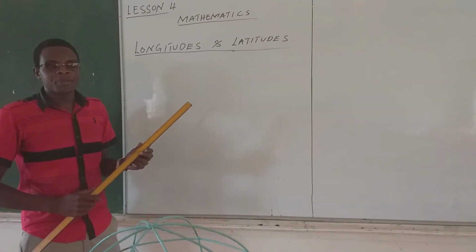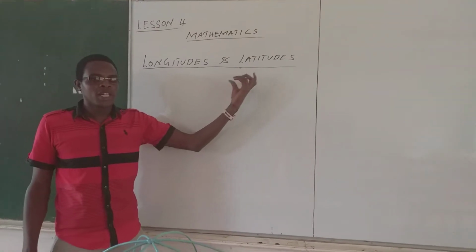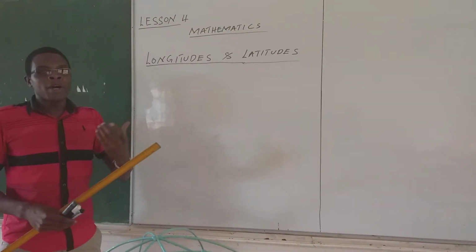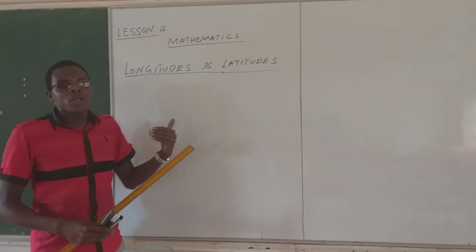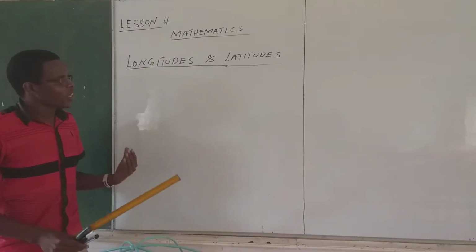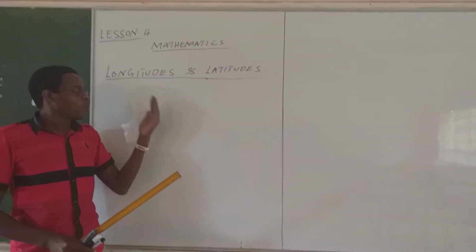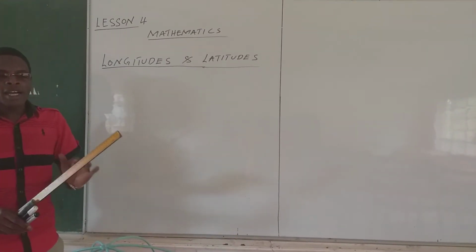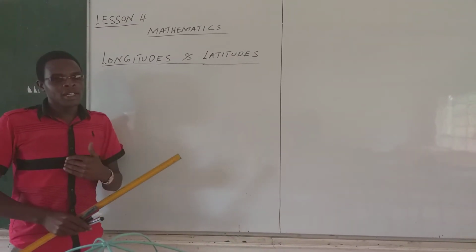Good evening, class. Today we are going to continue with longitudes and latitudes, what we covered in our previous lesson. If you can remember, we were talking about how you can differentiate between longitudes and latitudes, given the globe of the earth. I gave the definitions of longitude and latitude, and how, given the globe of the earth, you can indicate these are the latitudes and these are the longitudes.